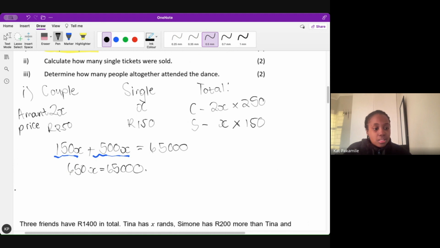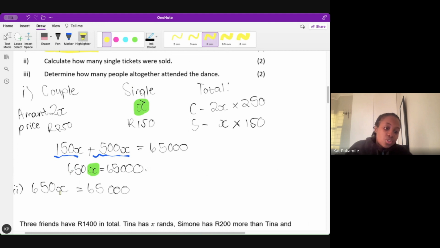Number 2 says, using that equation that you've set up, find out how many single tickets were sold. And remember, single tickets were X. So if I solve for this X, I'll know exactly how many single tickets were sold. Our equation said 650X is equal to 65,000. How am I going to get rid of that 650? I want this X to be alone here. Nice. I'm going to divide both sides by 650.